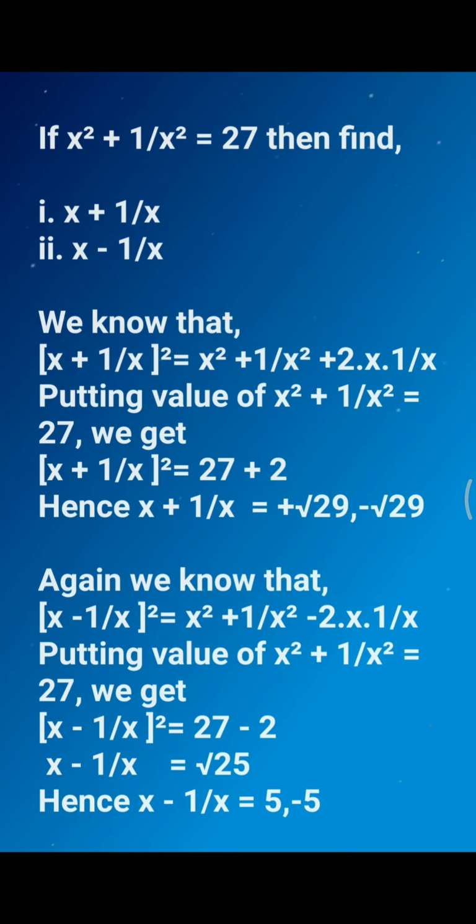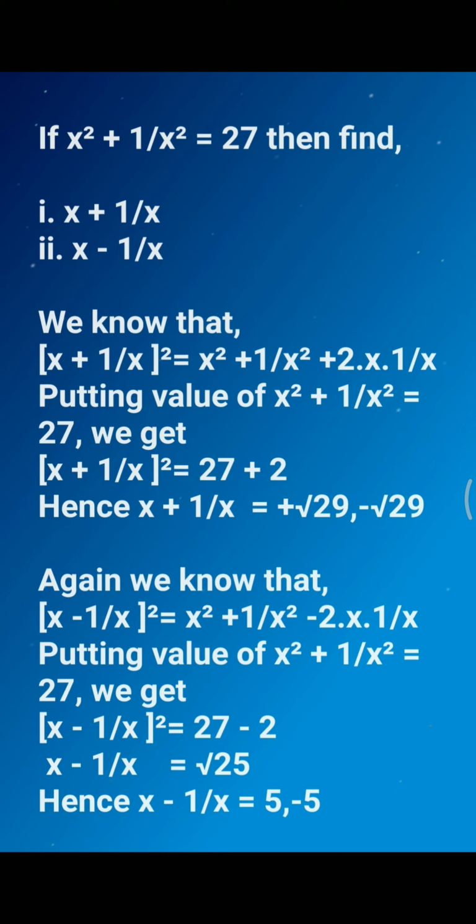So let's move ahead with part 2 of the sum. Once again, we try to elaborate the formula x minus 1 upon x whole square, which is equal to x square plus 1 upon x square minus 2x dot 1 by x. Putting the value of x square plus 1 upon x square once again into the RHS, we get x minus 1 upon x whole square equals 27 minus 2.